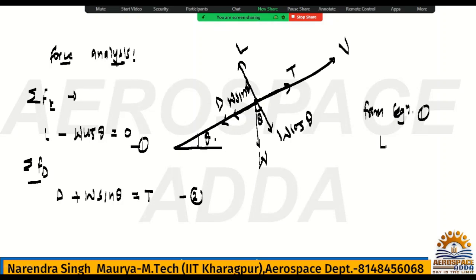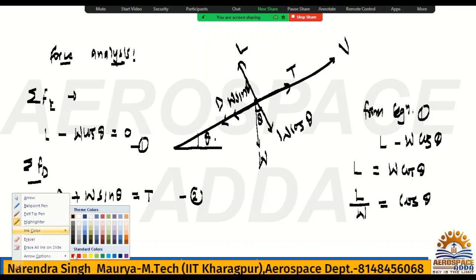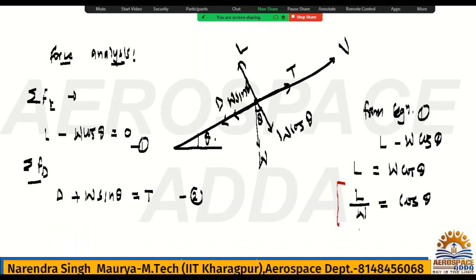1, what is that? L minus W cos theta, or L is equal to W cos theta, or L by W is cos theta. Okay. So today, in today's session, what I am teaching here is very important for GATE. They are asking questions from this topic every year. L by W is nothing but cos theta.